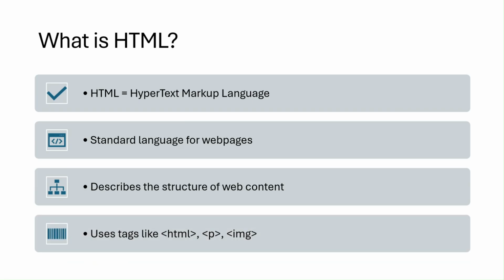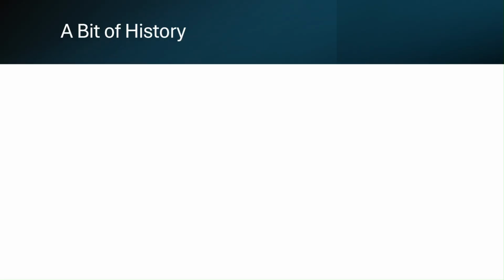A few of the tags are the HTML tag, the P tag for paragraphs, and the IMG tag for the images. Now let's go into a bit of history.